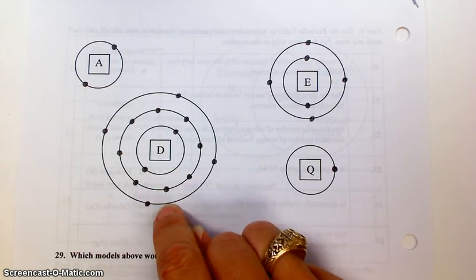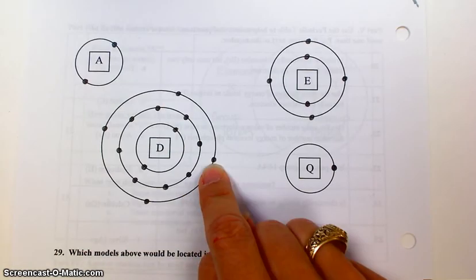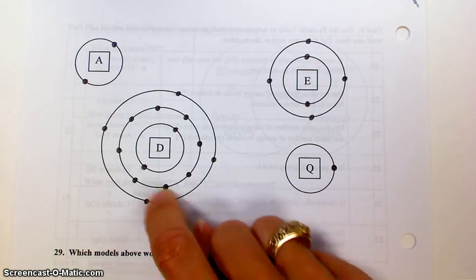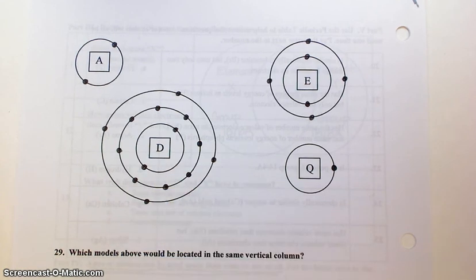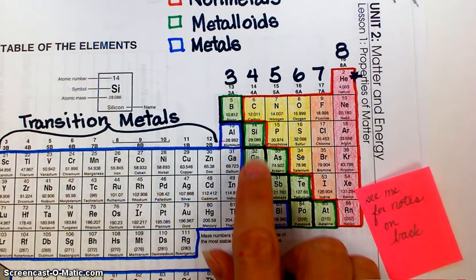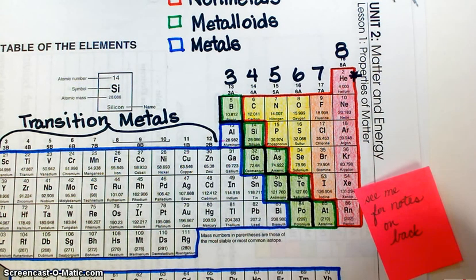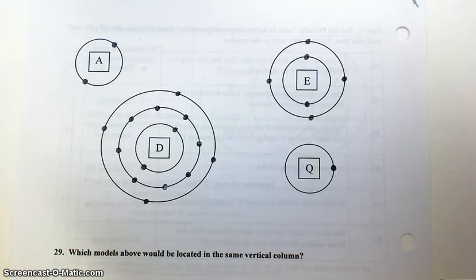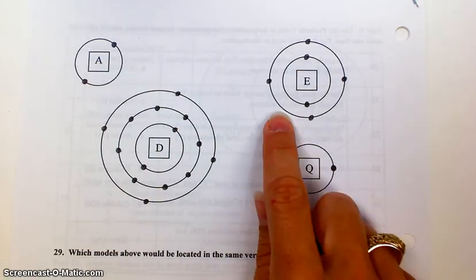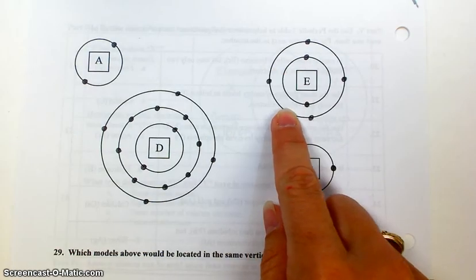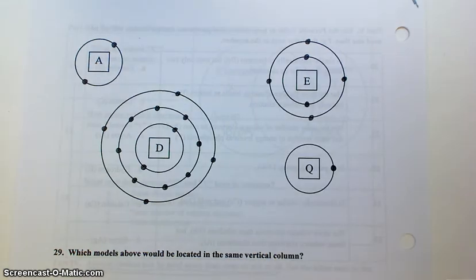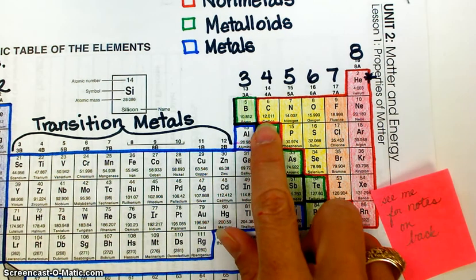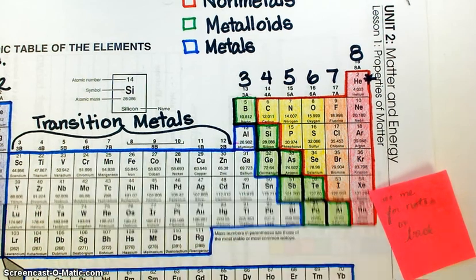We have 3 energy levels, 1, 2, 3, 4, plus the other 10, that's 14 electrons. If we can assume it's neutral, then it's also going to have 14 protons. 14 protons tells us that that is silicon. That's in column 4. Over here, I have a total of 6 electrons. If it's neutral, that means I have 6 protons as well. 6 protons tells me that this one is an atom of carbon.